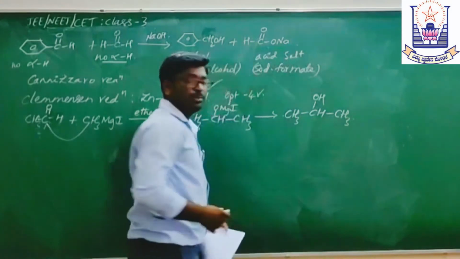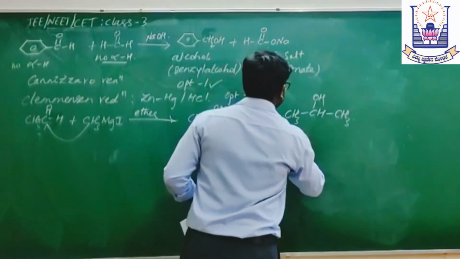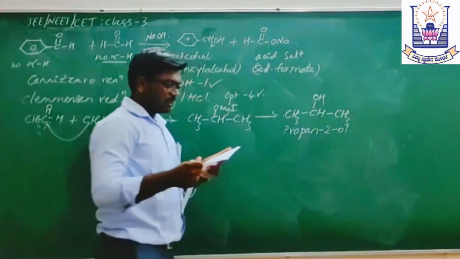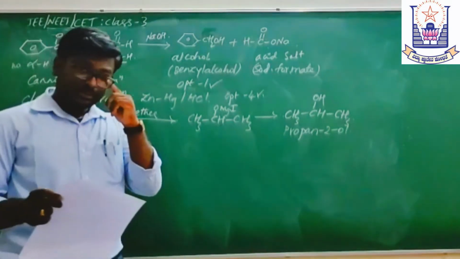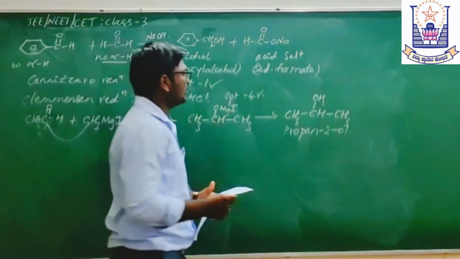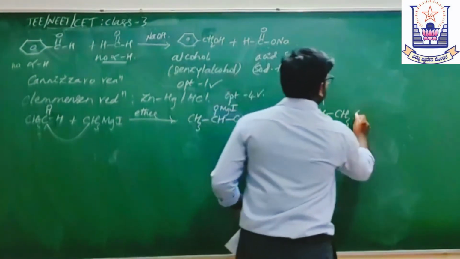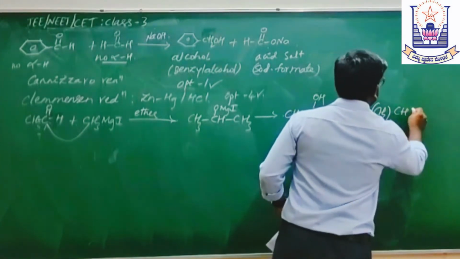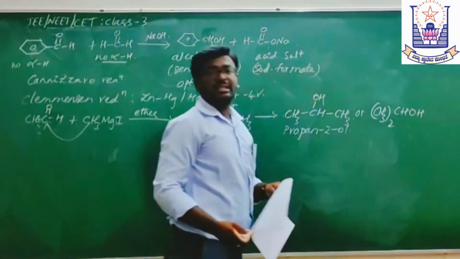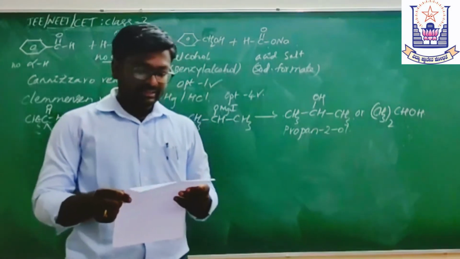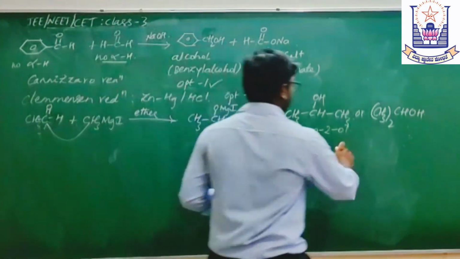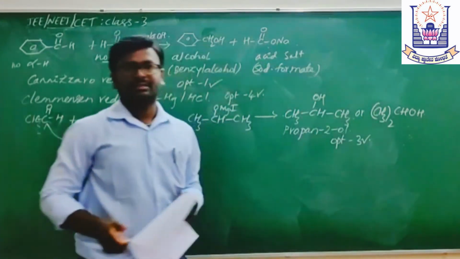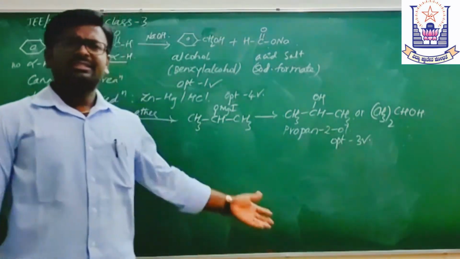What is this? Propan-2-ol. So choose the correct answer. This is CH3 twice, we can write this as (CH3)2CHOH. So choose the correct option. That is option 3. Option 3 is the correct answer. These are very simple.